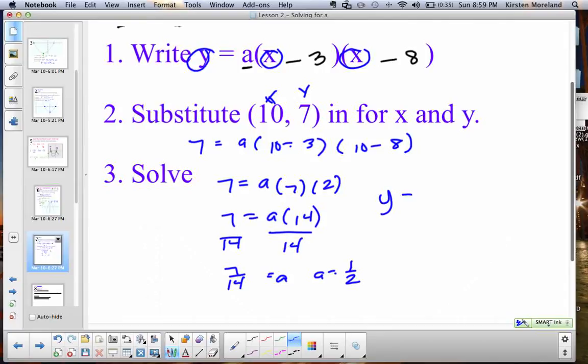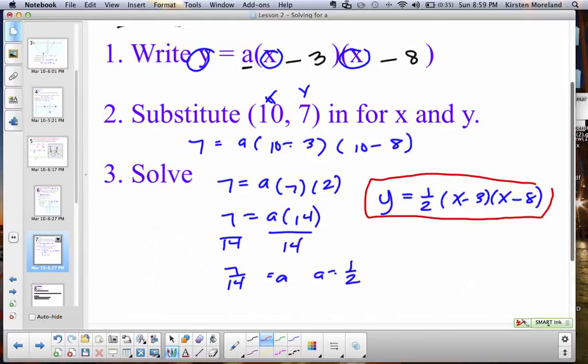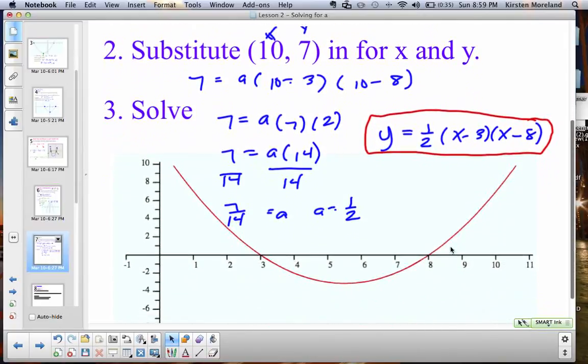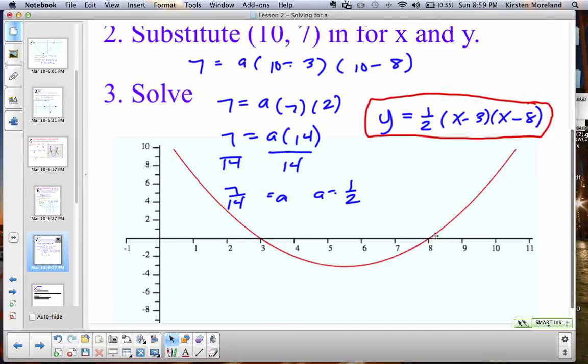So I go and rewrite my equation at the very beginning. 1/2, I know a is now. My roots are still at positive 3 and positive 8. So my final answer is right here. And now I know that that 1/2 in front is making it more narrow. And so here's what my graph would look like. I'd have roots at positive 3 and positive 8. And it'd be a much wider parabola.